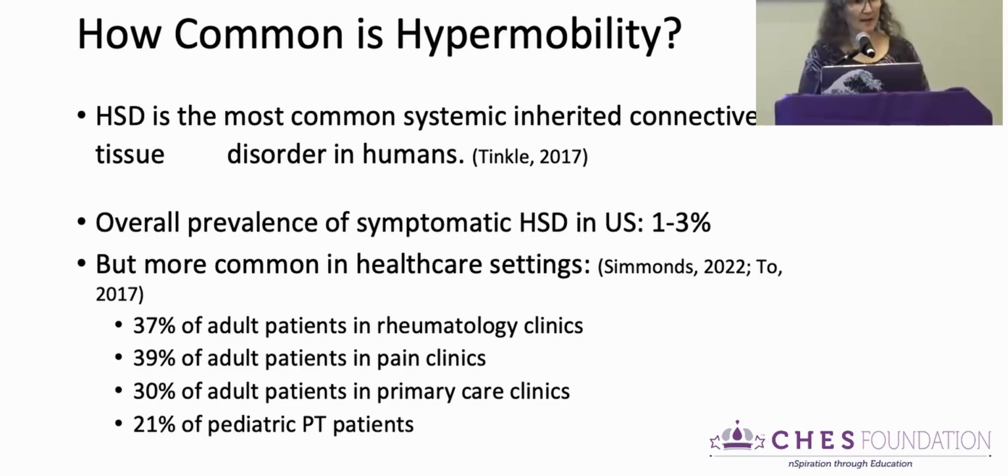However, it is much more common in a healthcare environment because these people have lots of healthcare issues. So in a rheumatology clinic, a pain clinic, an orthopedic primary care clinic, it might be 1/3 of the patients are hypermobile. So for all my colleagues who say, I don't treat hypermobility, that's a rare condition, I'm like, you treat it, you just don't know it, because probably 1/3 of the people in your clinic are hypermobile. About 20% of pediatric patients.